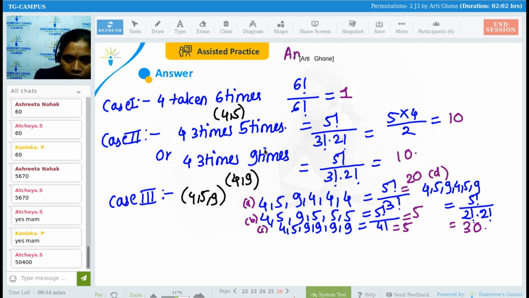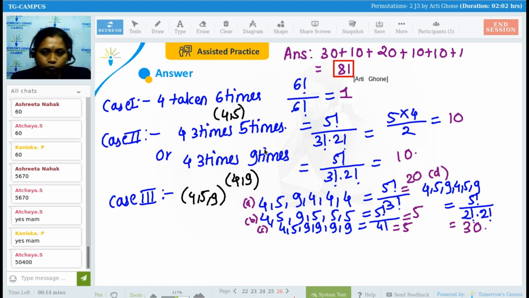So total answer will be 30 plus 10 plus 20 plus 10 plus 10 plus 1. I'm just adding all, which is equal to 81. Clear? So this is about the JEE 23 question of identical objects.